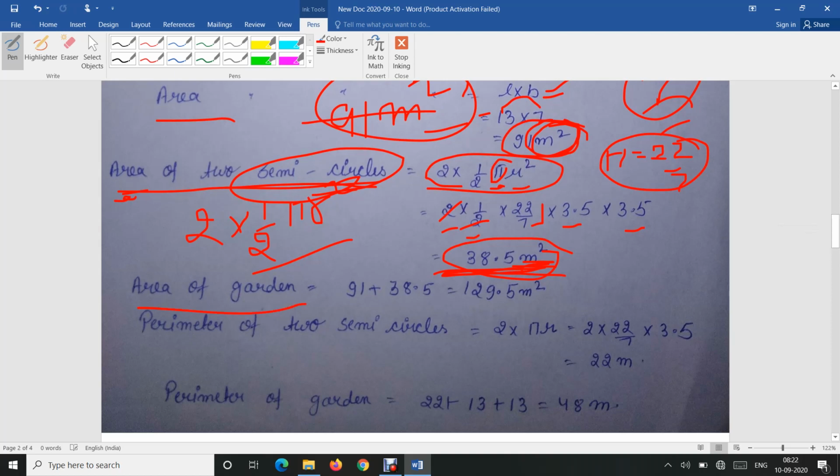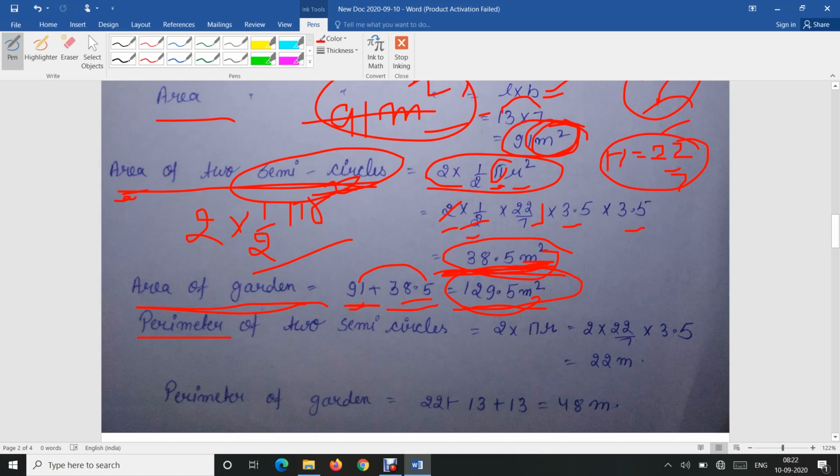So the area of the total garden is 91, that is the area of the rectangle, plus 38.5, which is the area of two semicircles. After adding this we will get 129.5 meter square. So the area of the garden is 129.5 meter square. After that we need to find the perimeter of this garden. So firstly we can find the perimeter of two semicircles.